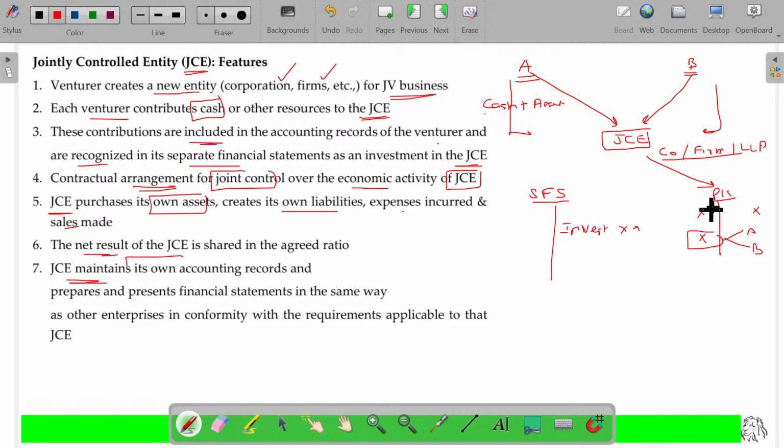JCE maintains its own accounting records. The main part is that JCE maintains its own P&L account as well as balance sheet. The amount collected from A and B is like investment, and for A it means contributions. For A and B, it may be investment in the joint venture entity. So in a jointly controlled entity, they will prepare their own accounting records, and prepare and present financial statements the same way as other enterprises. Like others prepare trading and P&L account as well as balance sheet, similarly here also the statement of profit and loss, income statement as well as balance sheet, if required, is prepared.